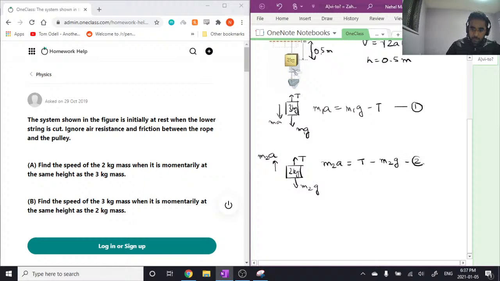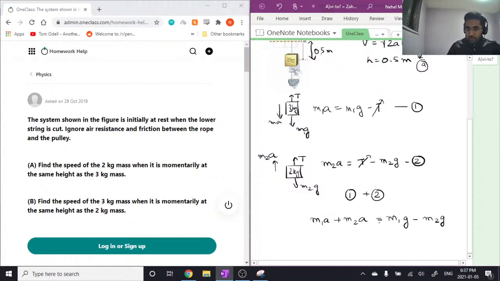This is equation number 2. We don't really need T. We want to solve for acceleration, so we can plug it over here. Let's call this equation A. So what we would do is we would add 1 and 2. When we add 1 and 2, what we get is m1a plus m2a is equals to m1g minus m2g, since this T and this negative T, when we add them, get cancelled out.